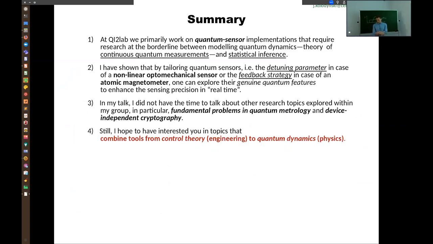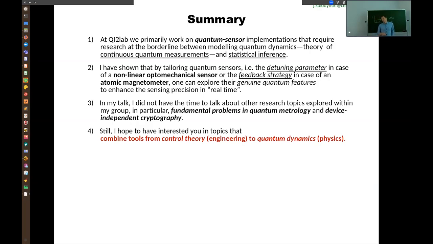Okay. So let me summarize. Basically in my group, we've been primarily working on quantum sensors. And what we've been interested in is really describing them in real time. So we have this continuous measurement framework. And as I hopefully convinced you, to be able to do this, you also need to do statistical inference, Bayesian inference, Kalman filters, and so on. I focused on an optomechanical sensor, in which case I showed that by tuning this detuning parameter, you can use photon correlations to increase performance. And here, with this atomic magnetometer, I think we need to be smarter. We need to do some kind of feedback mechanisms in real time.